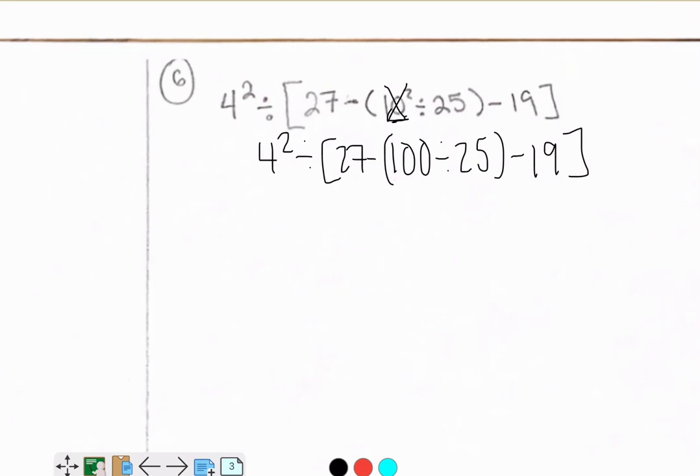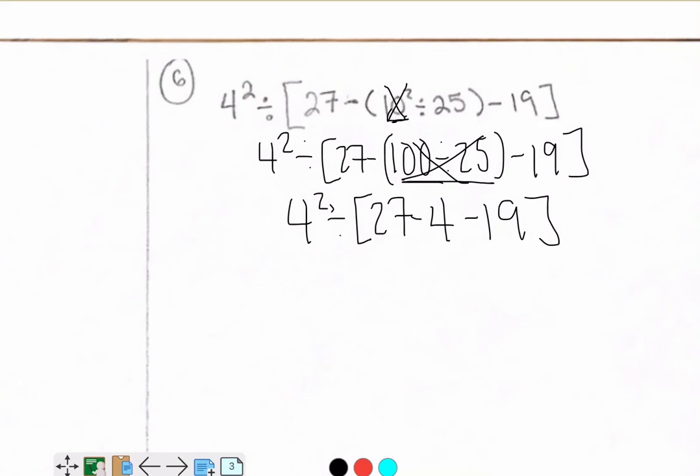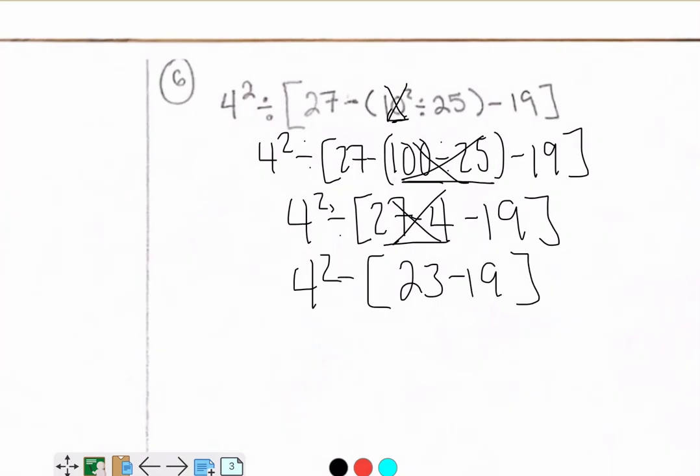I'm still in my brackets and I'm still in my parentheses. 100 divided by 25 is 4. I bring down everything else that I have not used. 27 minus 4 minus 19, end of my brackets. My next one, I'm going to do the subtraction that comes first. 27 minus 4 is 23. Bring down everything else that I haven't used. 23 minus 19 is 4. Bring down everything else. And 4 squared divided by 4.